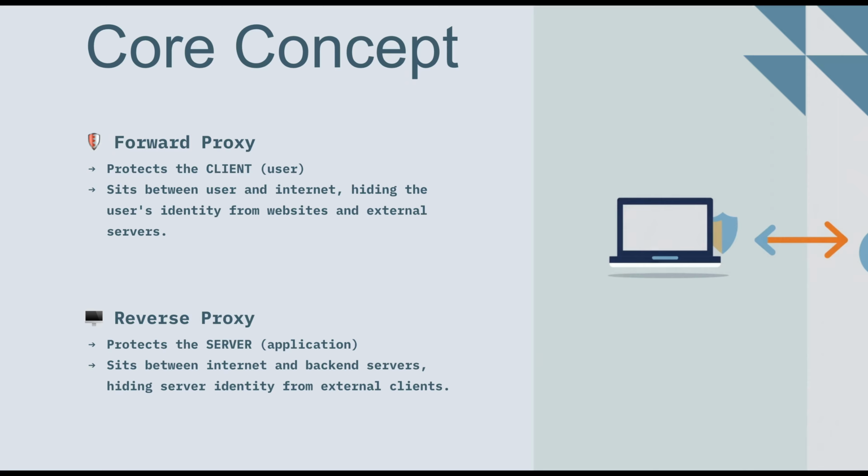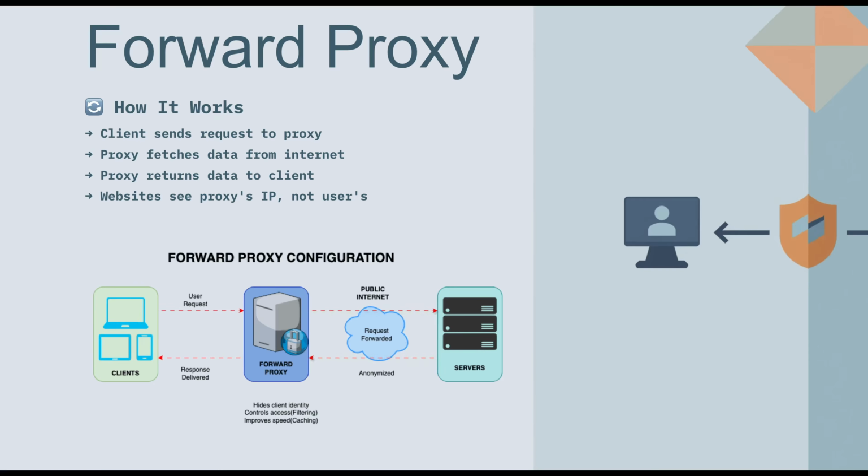A forward proxy protecting the user. When you use a forward proxy, your computer does not communicate directly with the websites you visit. Instead, you send your request to the proxy server. The proxy server fetches the web page on your behalf and then sends the page back to you. To the website you are visiting, the traffic appears to be coming from the proxy's IP address, not yours.